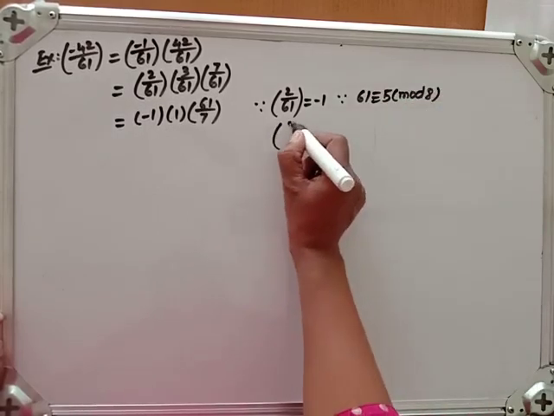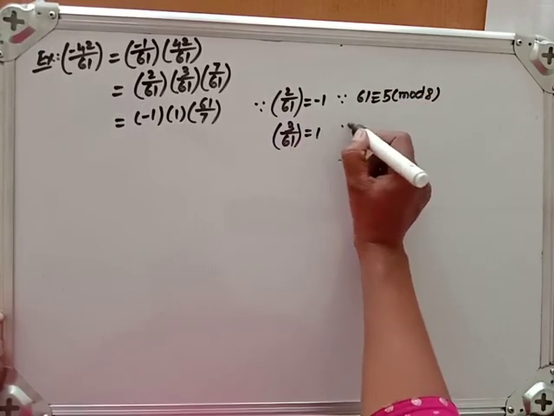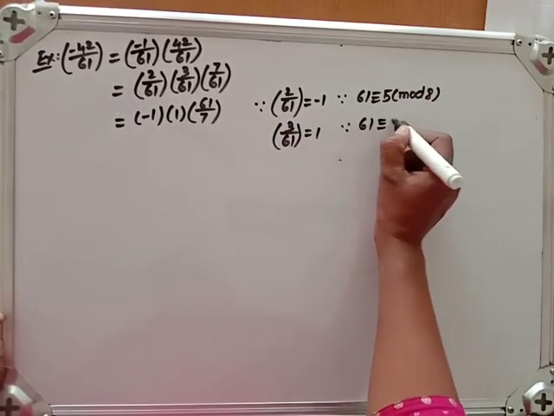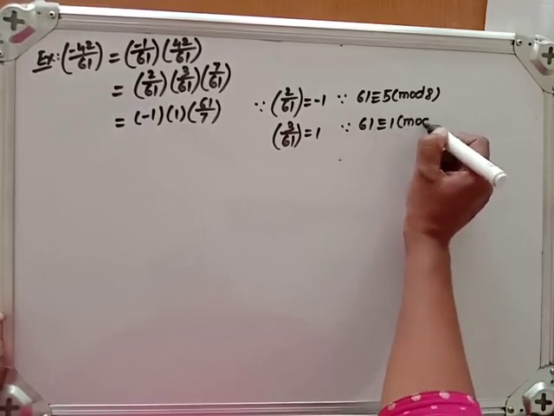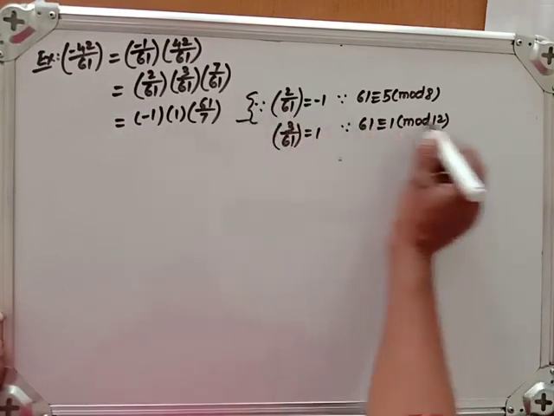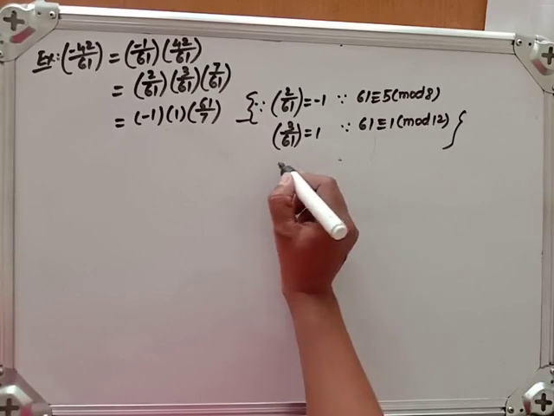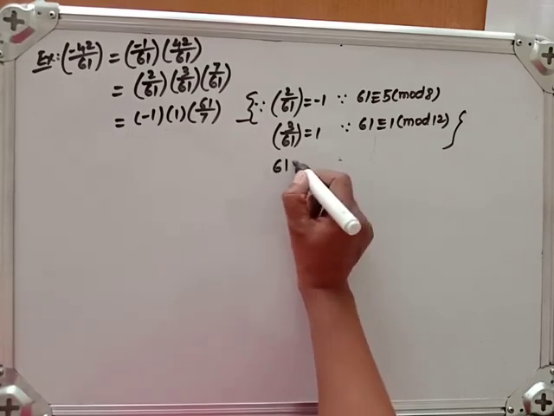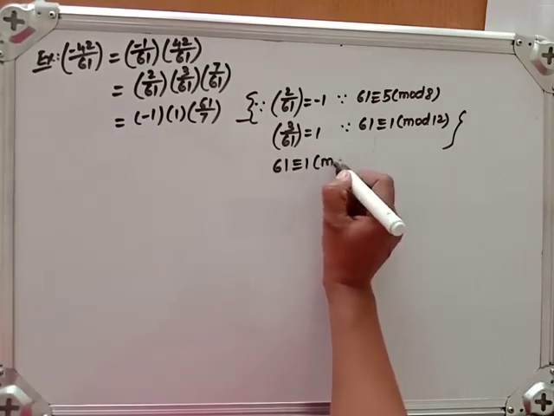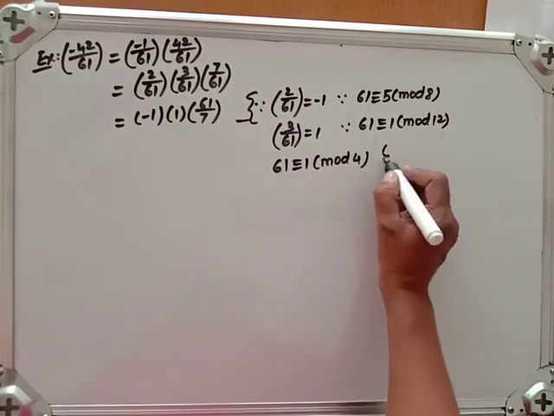Then the Legendre symbol of 3 by 61 is what? 1, because 61 is congruent to 1 modulo 12. The others are as they are. This 61 by 7, because 61 is congruent to 1 modulo 4. Okay, these are the reasons here.